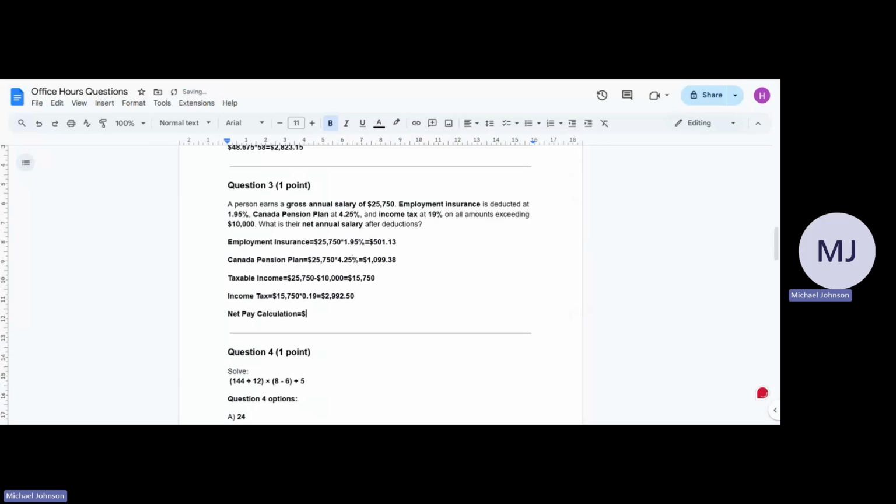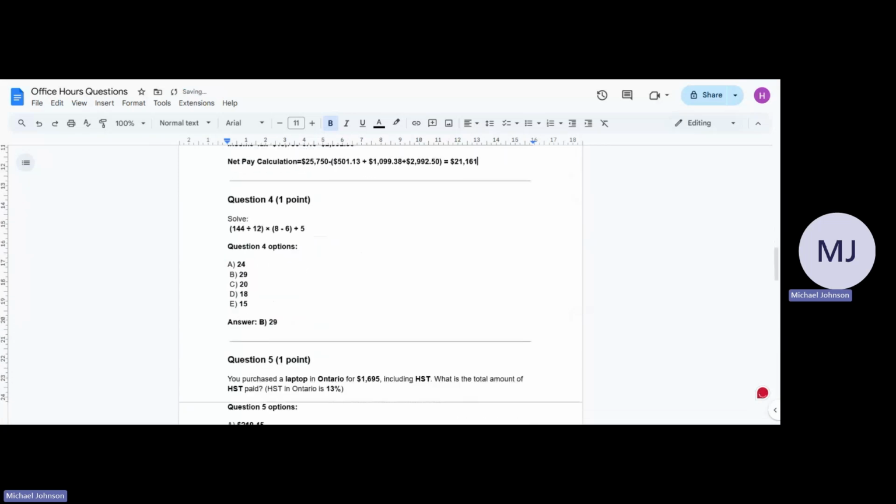it would be 25,750 minus 501.13 plus 1,099.38 plus 2,992.50. Then we get 21,161. So that's how we would do that. So make sure to use these brackets, and that would be the answer, 21,161.